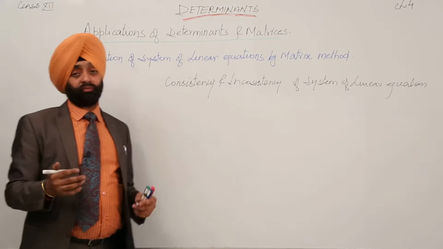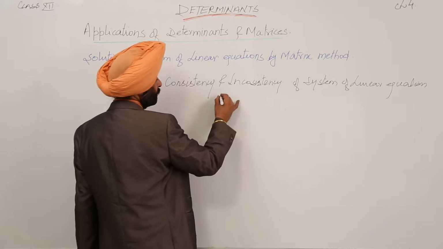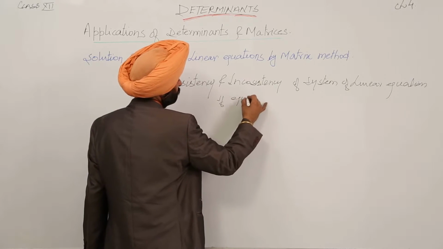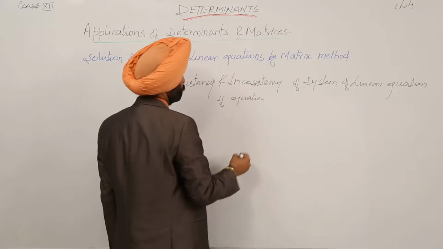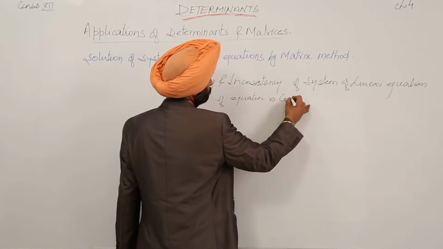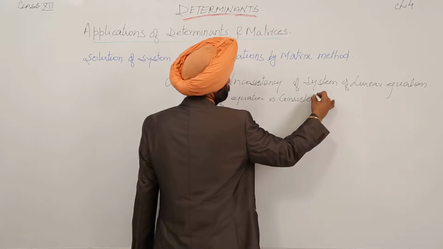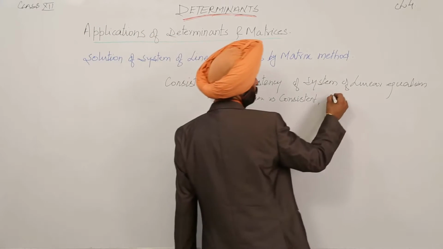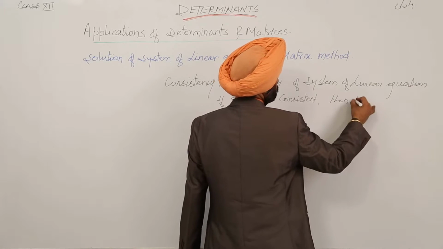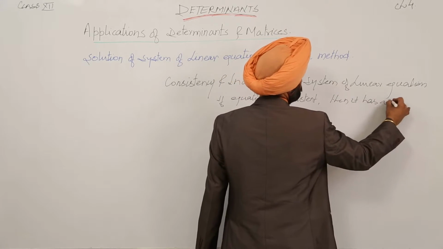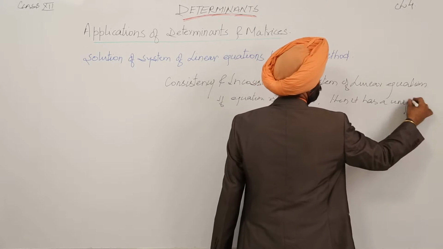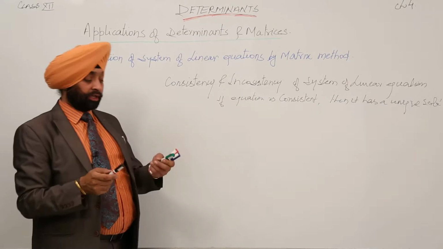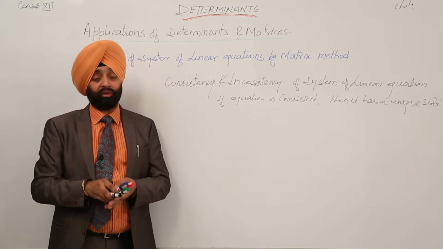Now what were the cases? If the system of linear equations is consistent, then it has a unique solution. And if you remember, it was if a1 upon a2 is not equal to b1 upon b2, then it was having a unique solution.